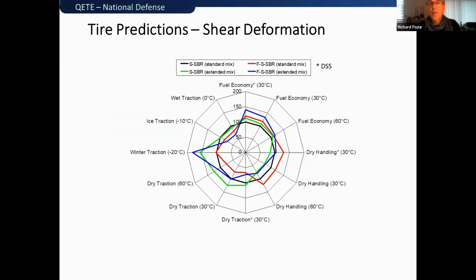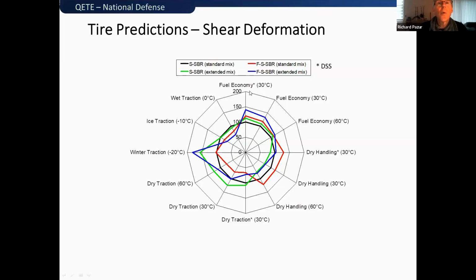Now what I'm going to do is go through the results, and I like the way the results are presented on the spider graphs because it's very easy to see. And I'll present the results for the different deformations. So shear, tensile, and compression. We'll start with shear because shear is most commonly used for tire testing.